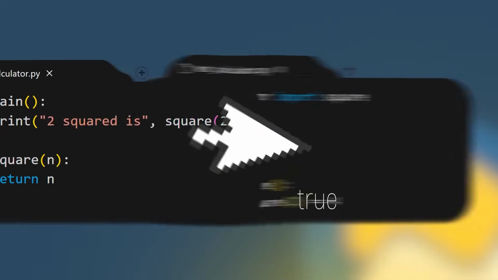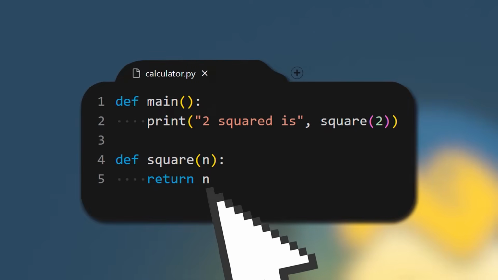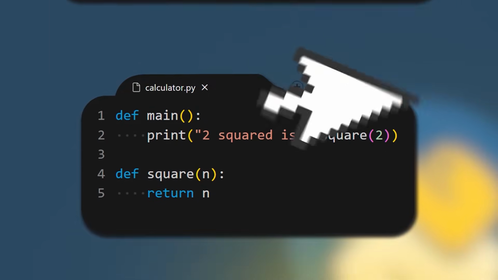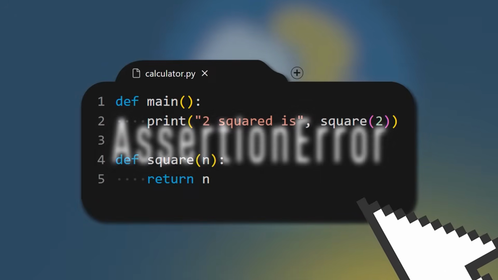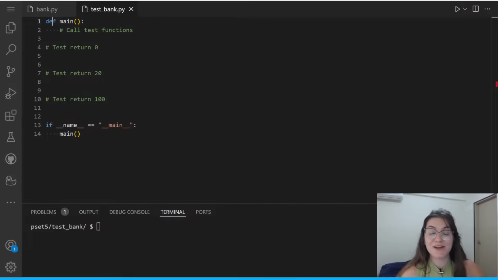If we change the square function by returning only n instead of n times n, once we run the test, the assert keyword will raise an assertion error because our function is telling us that the square of 2 is 2, but it should be 4. This means that there is something wrong with the square function. So now that we saw how testing works in Python, we're going to start implementing, all right?